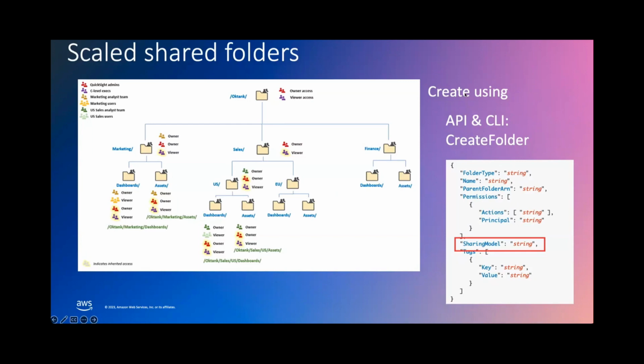Okay. The way you can create the scaled shared folders is using the API or CLI only. You cannot create scaled shared folders in the UI. Again, there is no new API introduced for this. You'll use the existing API called create folder, and there is a new parameter introduced called sharing model, right? We'll see the details, but this essentially tells you whether it is account level sharing or namespace level sharing.